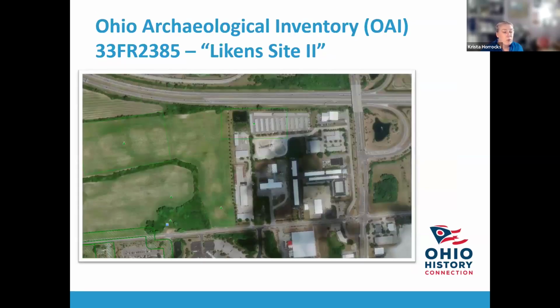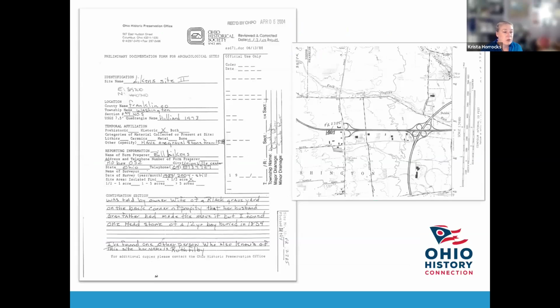However, there was a documented archaeological site directly adjacent to the project area. It was recorded in 2004 by an amateur archaeologist whose name is Bill Likens. And the site was documented as 33 FR 2385, also known as the Likens Site 2. And you can see it up there, in the central north part of this map, as a green triangle with a green polygon around it. So that was the boundaries and the documented site that we had when this project started.